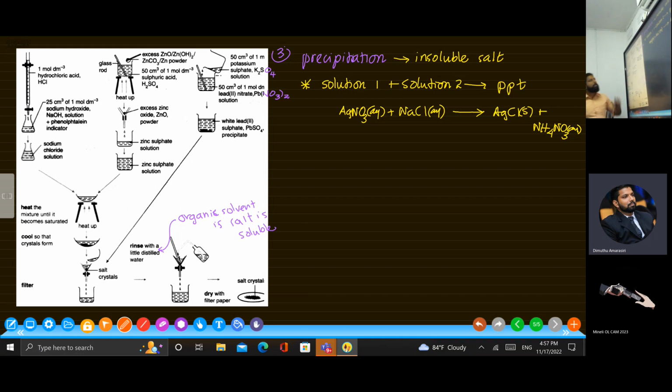Right? So these two methods are called what? Soluble salt preparation methods. Right?